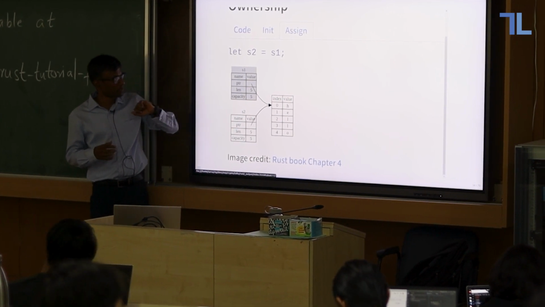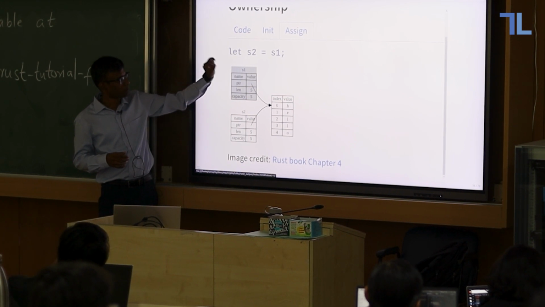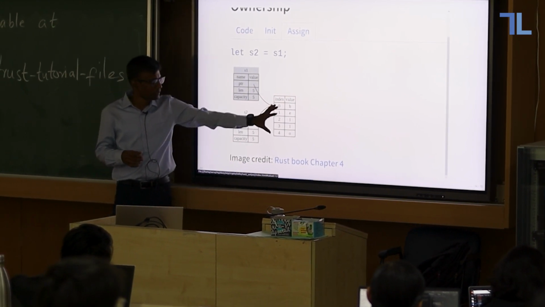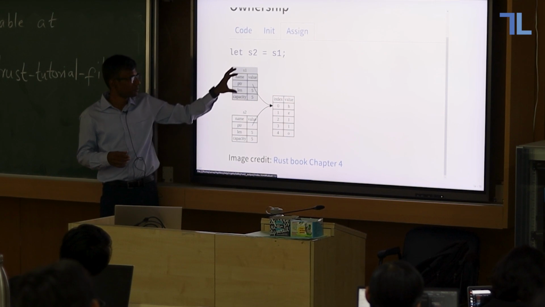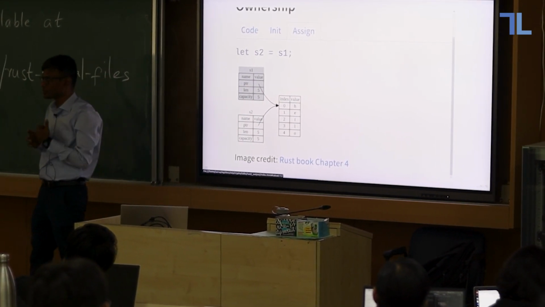And the reason that the program gave an error was that we were trying to print both S1 and S2, but S1 was dropped by the program because this memory is now owned by S2. S1 does not have ownership of the memory, so it can't print the contents of that.